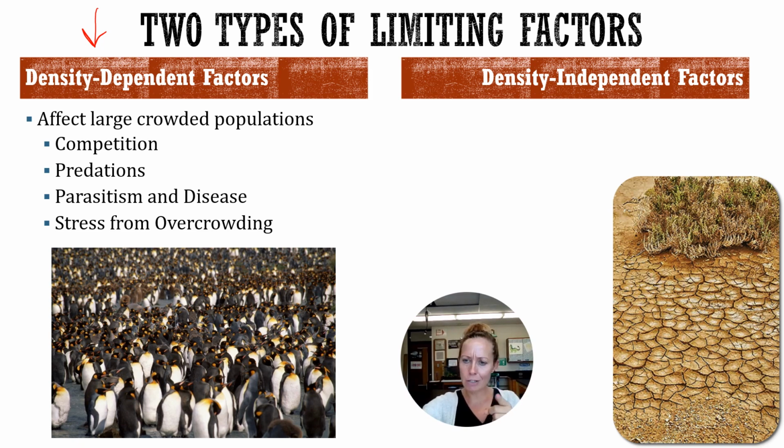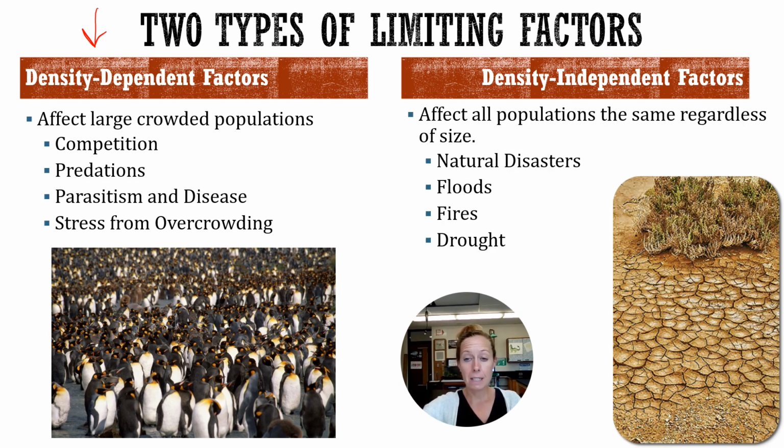Density independent factors are things that are going to limit your population size, but don't have to do with how big your population is. This is like natural disaster things, okay? So regardless of how large the population is, if there is a flood, it's going to kill a certain area. If there is a fire, it's going to kill a certain area. If there is a drought, a certain area dies. It doesn't necessarily matter if there's a whole lot or a whole little of organisms.